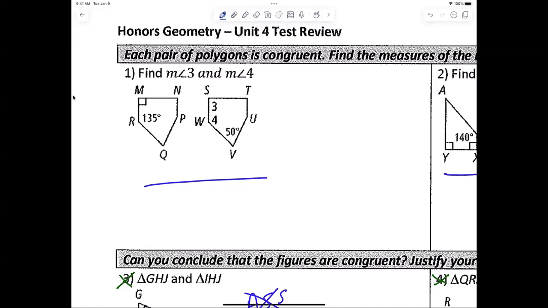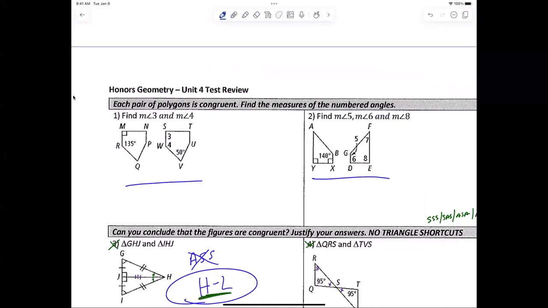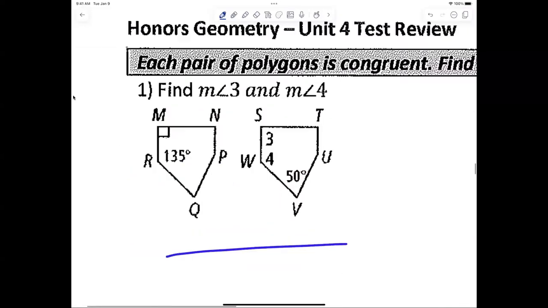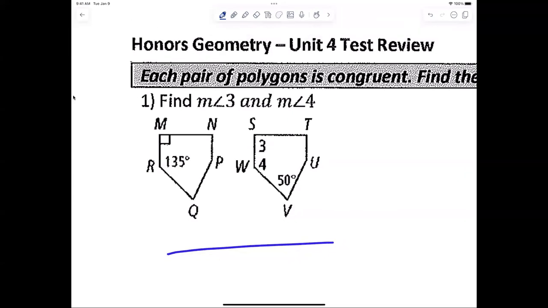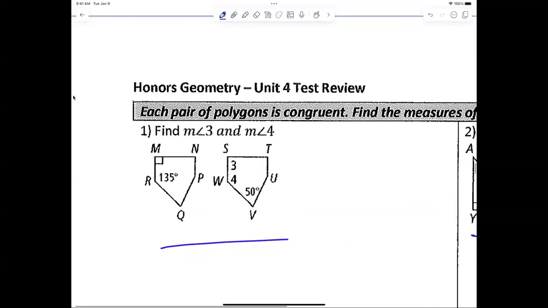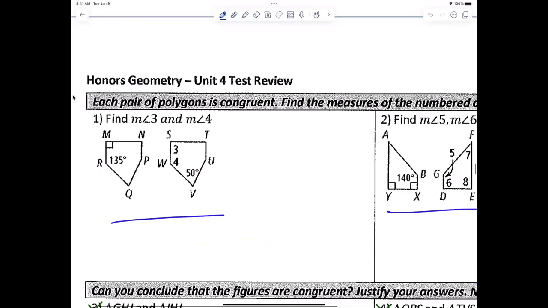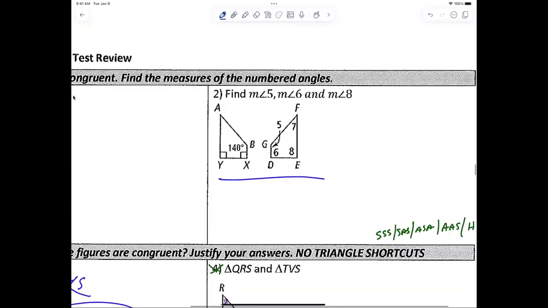Angle 3 is what? Angle 3 is 90 and angle 4 is. Did you read the figure? Did you look at it? But we don't know if they're equal, right? Oh, okay. That's helpful, isn't it? Yeah, kind of. All right, here we go.